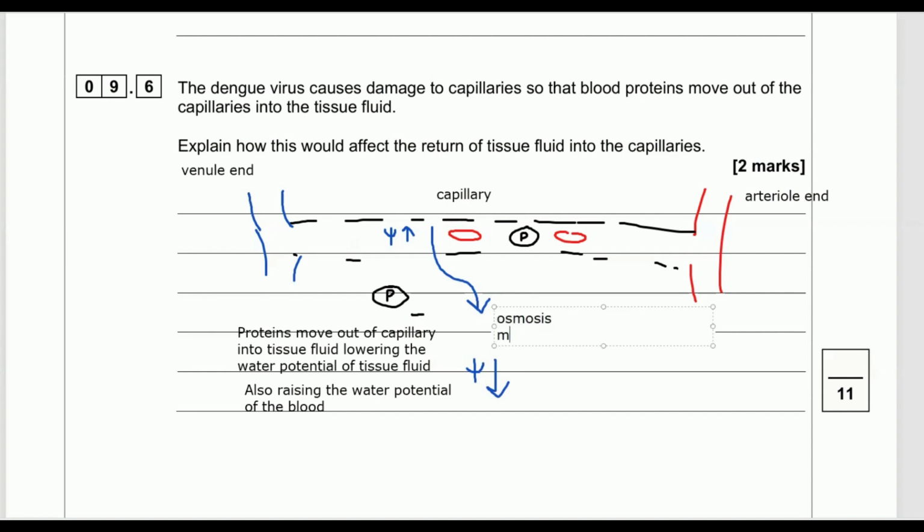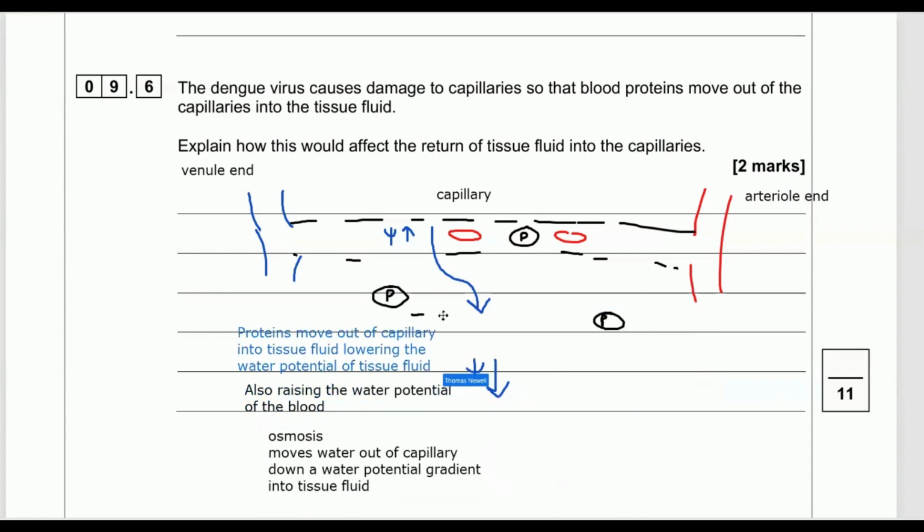And less water is going to be able to be taken back into the capillary by osmosis because the blood will have a higher water potential than the tissue fluid, which now has a lower water potential thanks to the proteins moving into it. And that's really your explanation. And I would imagine people with this dengue virus get swelling in their legs and lots of swollen limbs because of the inability of water and fluids to be put back into the circulatory system. And there we go.